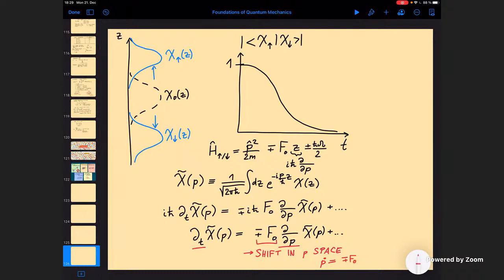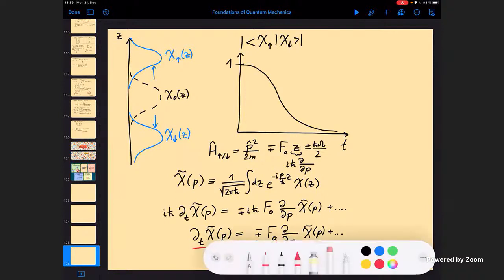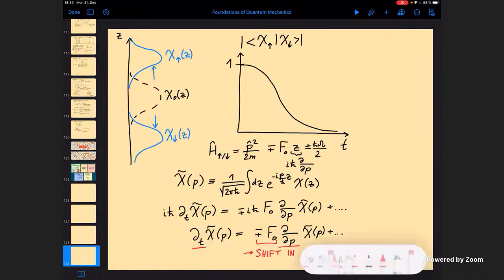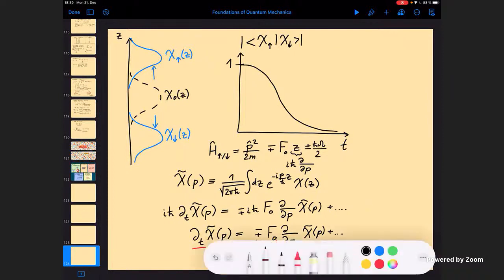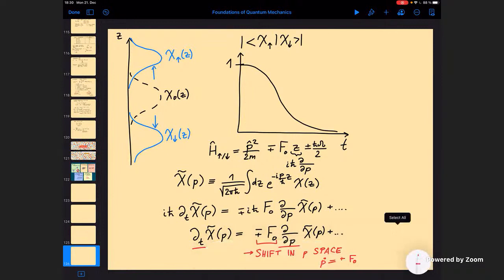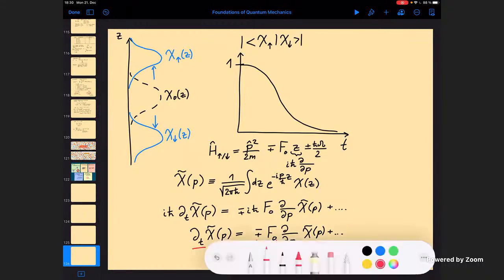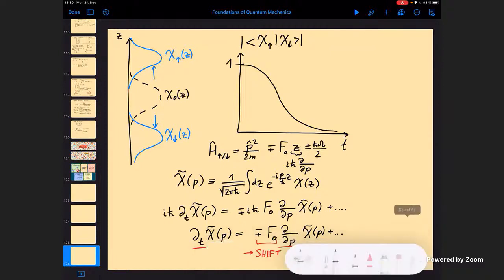Or rather, let me be very careful. If you're careful about the sign, it's plus or minus the force. As we already discussed, for the upspin, it's plus, for the downspin, it's minus. So what you will have is basically this wave packet moving up or down, just like we discussed before, but now you see it directly from the formulas.